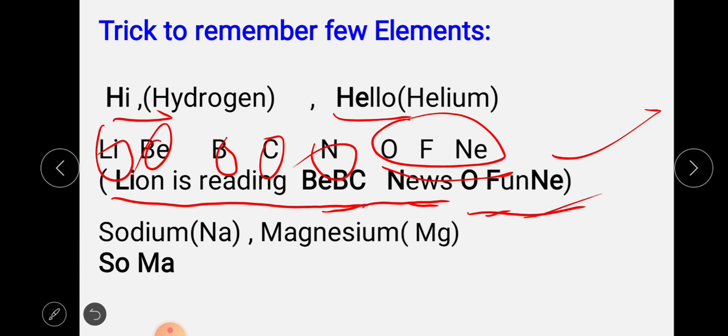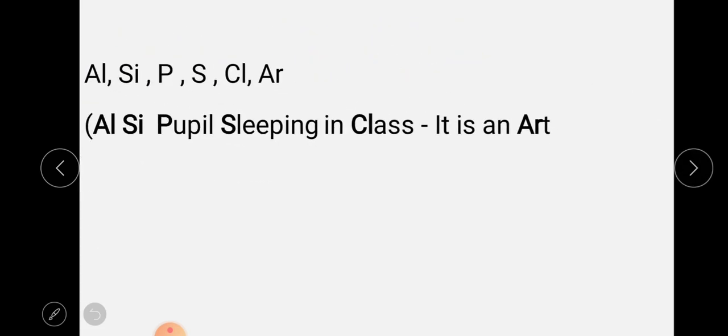Okay. Next, for the 11th element, boys may take it as Soma. Soma means sodium and magnesium. You may take the first and second letters. I have taken the common name, the vernacular name here, not symbols. So Soma or Samya, they are actually also lazy pupils. Alsi means whenever they are called, they won't reply suddenly. So they call them alsi pupils.